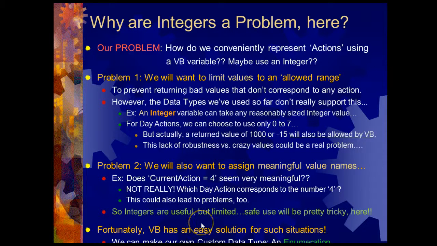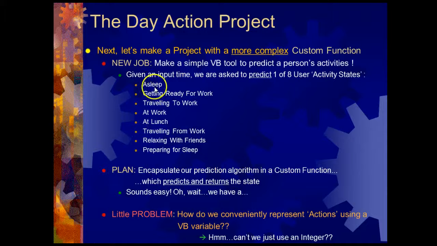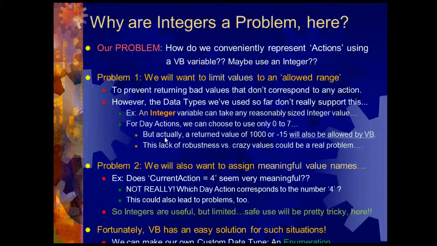Fortunately, VB has an easy solution for such situations. We can make our own custom data type. Okay, so we're going to make our own special data type, and it's only going to take on these values. So we could say they're kind of string values or categorical values, as I said before. And we're going to create a variable that can only take on these values. So that could be useful. This is called an enumeration. So it's a custom data type. Okay, I'll stop here and make a new video.